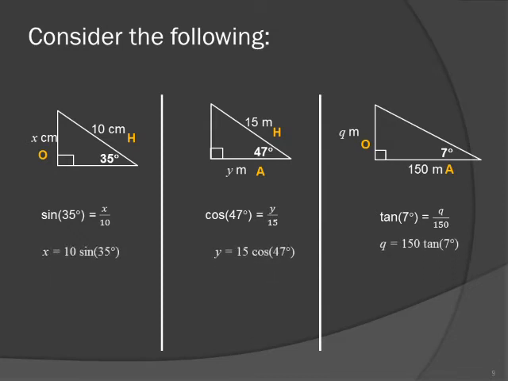So in the first one, we have x is 10 sine 35 degrees. In the second one, we have y is 15 cos 47 degrees. And in the third one, we have q is 150 tan 7 degrees. So now, oh, look at that. We can just use the calculator. We find in the first problem, x is 5.74 centimeters. Second one, y is 10.23 meters. And in the third one, q is 18.42 meters. 3-step process.